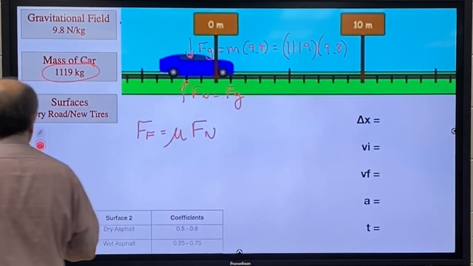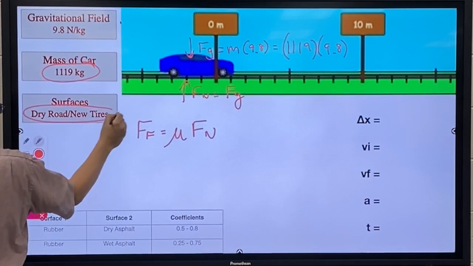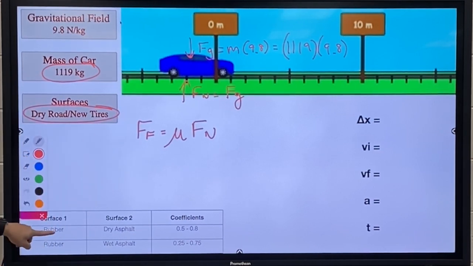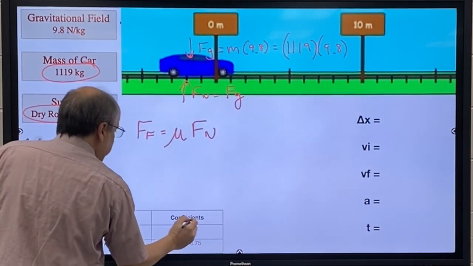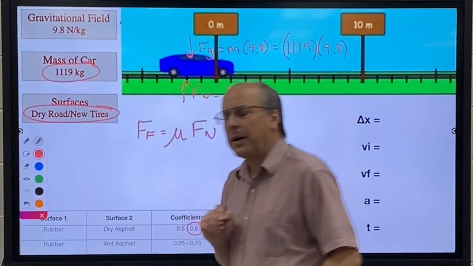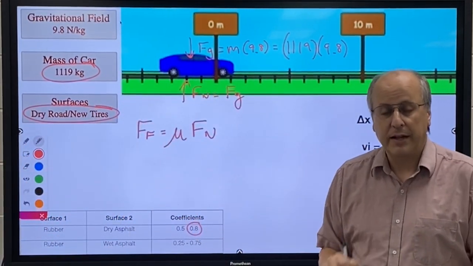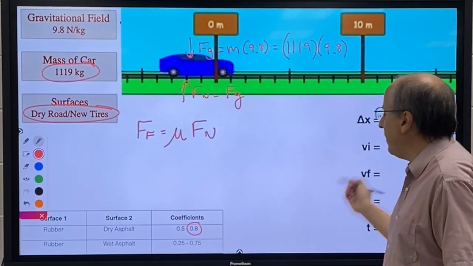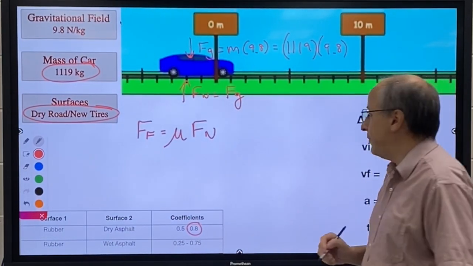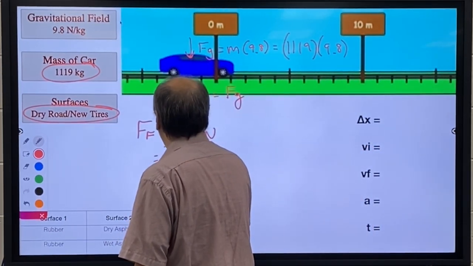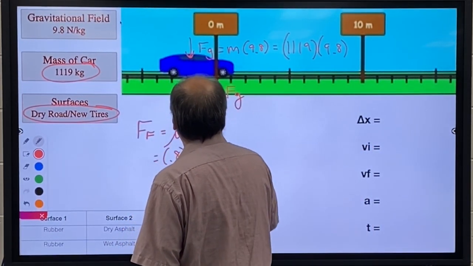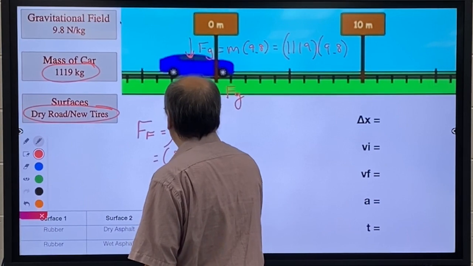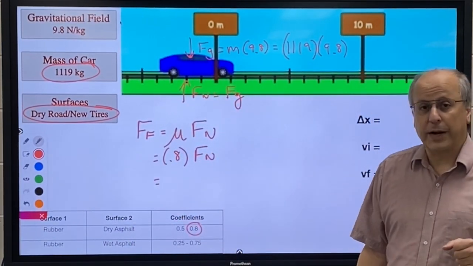It tells you that your surface is a dry road with new tires. So you want to look on your reference sheet. You want to find dry roadway with your tires. Because the tires are new, we're going to go with the highest possible coefficient of friction. If the tires were in bad shape, we'd go with the lowest value. And if it doesn't tell us, we go with the average value. So we're going to use 0.8 times whatever we had as our force normal. That gets us our force friction.